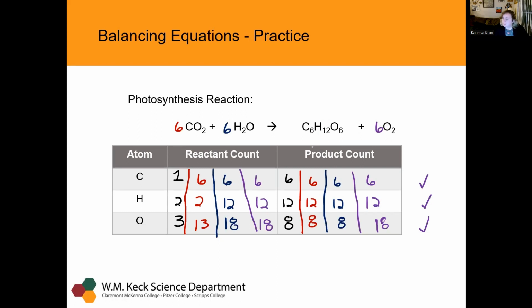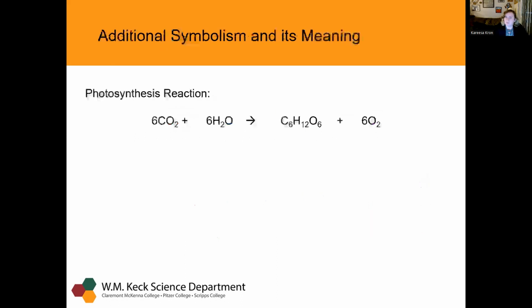And we can say this again in terms of moles. So 6 moles of CO2 plus 6 moles of water will produce 1 mole of glucose and 6 moles of oxygen. And in addition to being able to use a balanced chemical reaction like this, there's also other information that we can include here to help us understand what's happening in our reaction system and what state it's in.